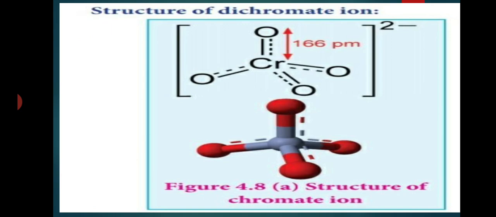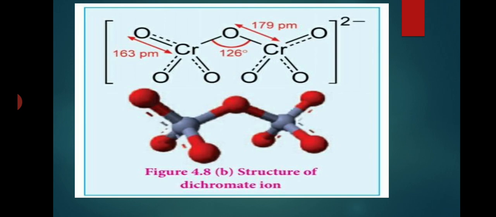There are two structures, the structure of chromate ion and the structure of dichromate ion. Here the chromate ion, CrO4 2 minus, has a bond length of 166 picometer. And in the structure of dichromate ion, the bond length slightly varies. In the center, the oxygen is bonded with two chromium atoms at an angle of 126 degree, and the chromium oxygen bond length is 179 and 163 at the other end.